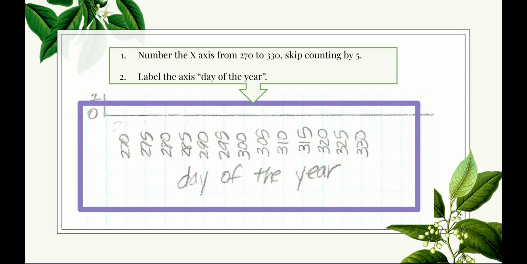You can see some erasure marks on my paper. That's why I always do my graphs, or the first draft of my graphs, in pencil. I tried to write the numbers going left to right, and I didn't have room. So I ended up turning my paper and doing them up and down so that they would fit better. Just like with our y-axis, once we've got the numbering done, we need to add the label. So these numbers represent the day of the year.